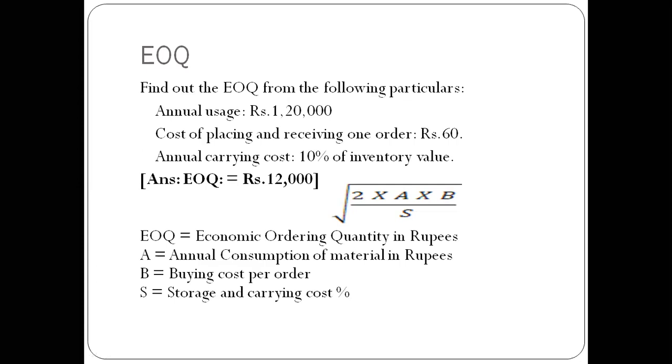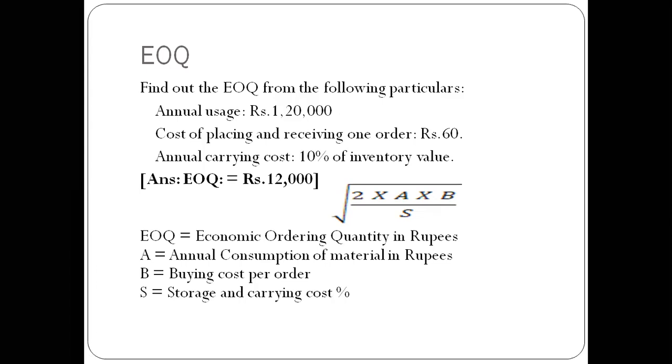Here is the simple formula, again the same: root of 2 into A into B divided by S. Here 2 is the number, A is the annual consumption of material in rupees. You have to mention the rupees clearly. And B is the buying cost per order, the same as the previous case. Now there is only one value to write, that is 10%. Now only three pieces of information are given. If you put these three into this formula, you will get the answer: 12,000 rupees economic ordering quantity.